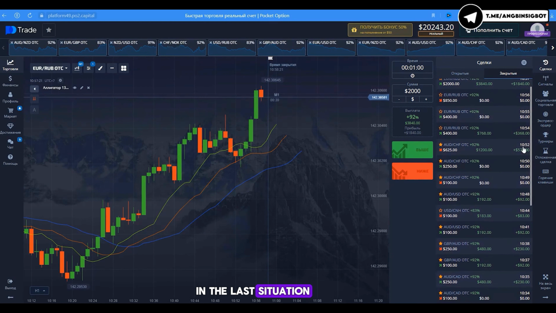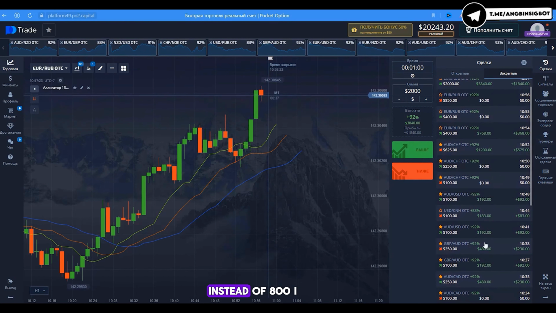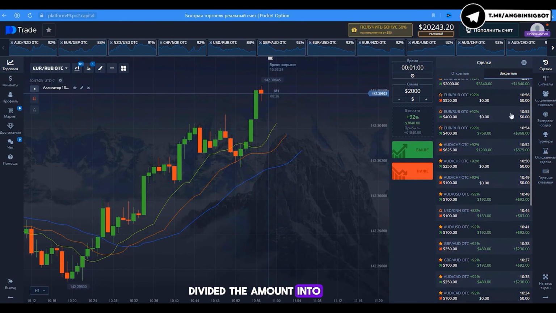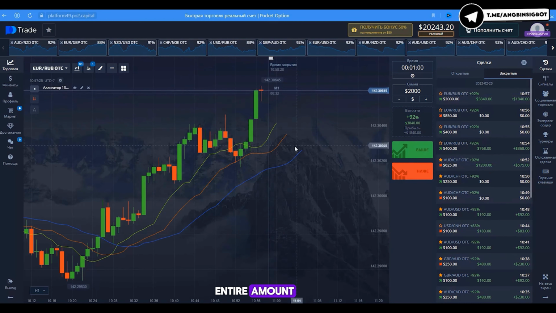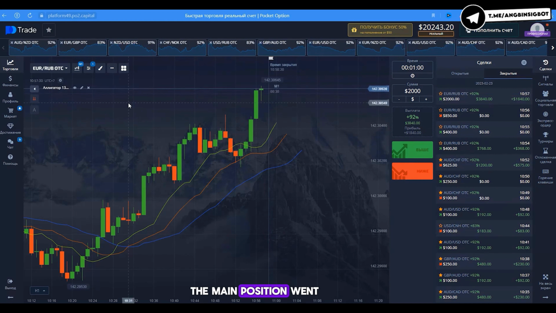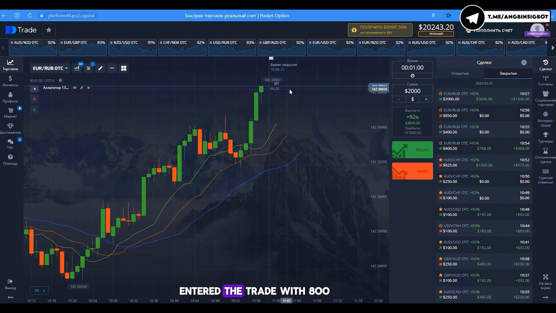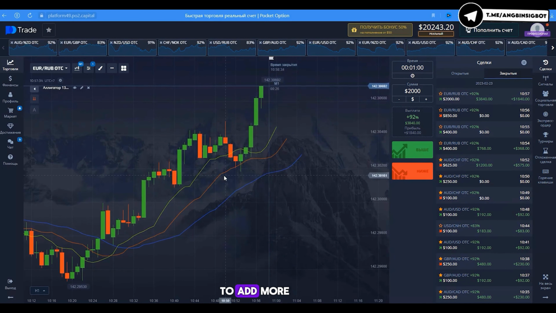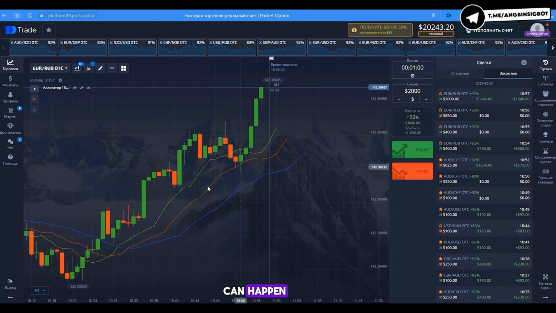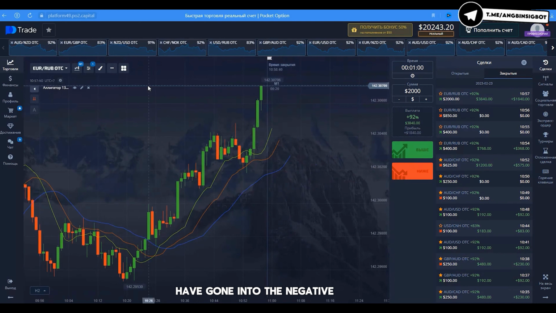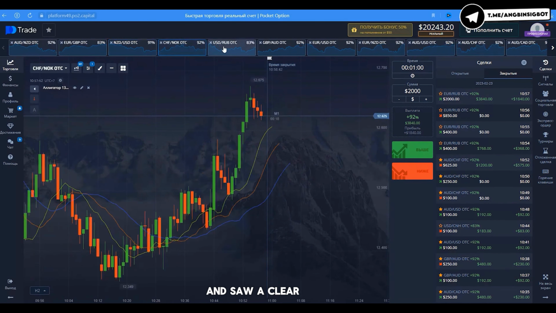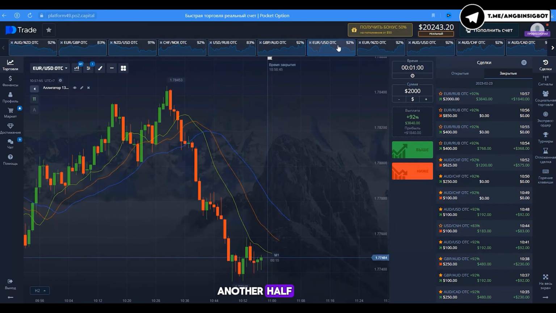In the last situation, for those who may not have understood, instead of 800, I divided the amount into 2 parts. I did this so that in case something went wrong, I wouldn't lose the entire amount. So, as you saw, the main position went into profit, and if I had entered the trade with 800, I wouldn't have needed to add more. But let's agree, anything can happen, and just as easily the price could have dropped and all 800 would have gone into the negative. So I entered one half, then saw a clear increase and entered with another half.